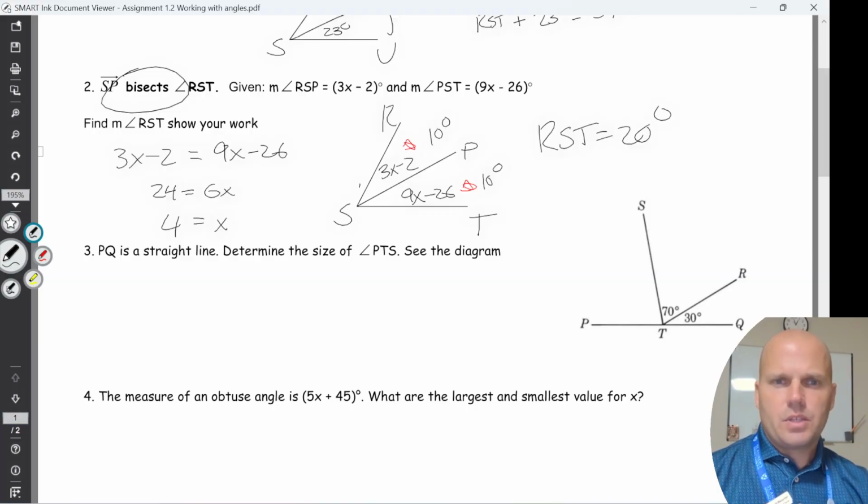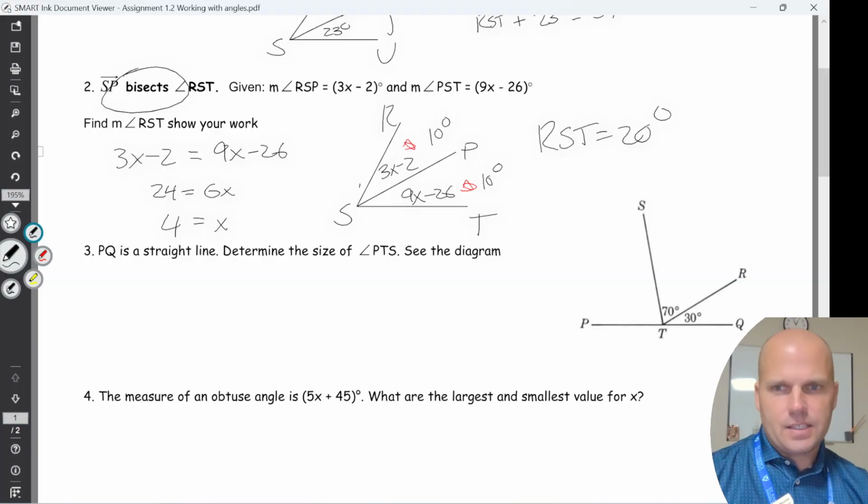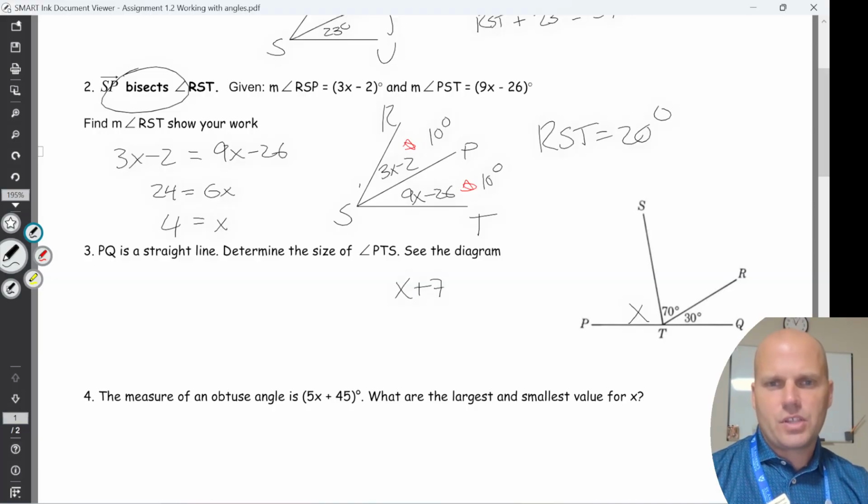PQ is a straight line. Determine the size of angle PTS. We talked about in class the idea of a straight line being 180 degrees. This is an important concept. We have these three angles, PTS, STR, that's 70, and RTQ, that's 30. This missing angle we can denote as x. x plus 70 plus 30 equals 180. And we can subtract the 100 and get that x is 80 degrees.